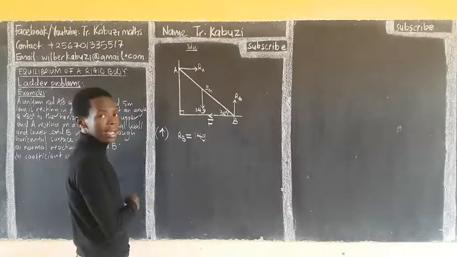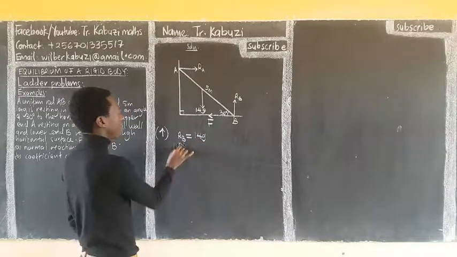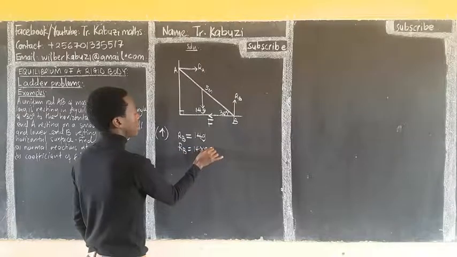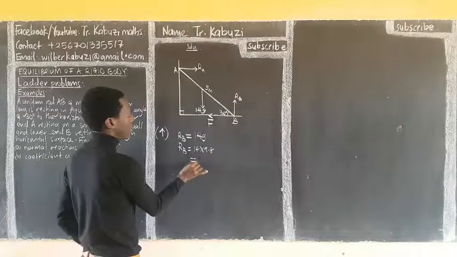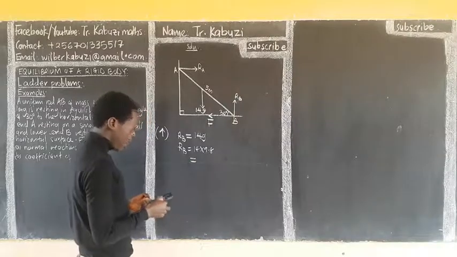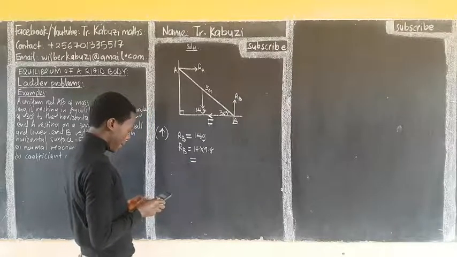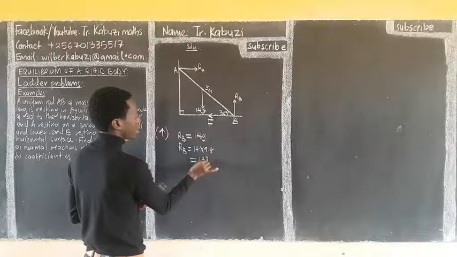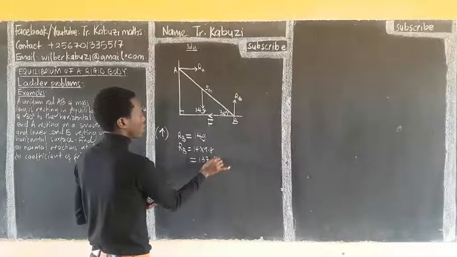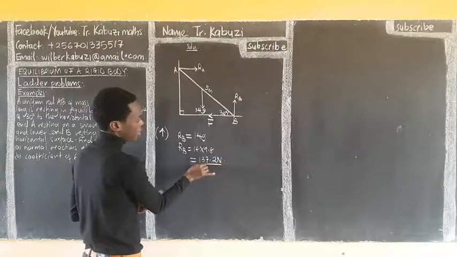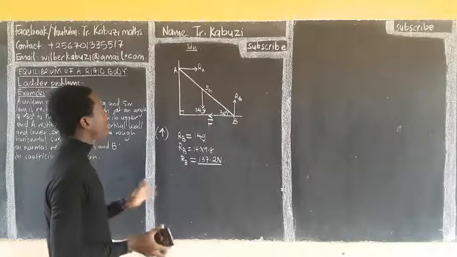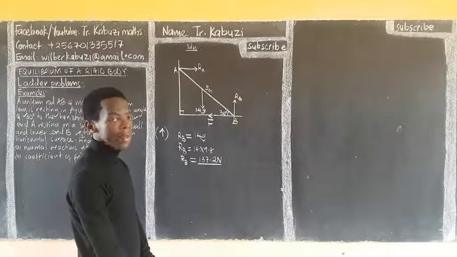But you know our g is 9.8. So you put 9.8, so it is going to be 14 times 9.8, which will be 137.2, and these are going to be newtons. And you have got your reaction at B. As simple as that. You see?